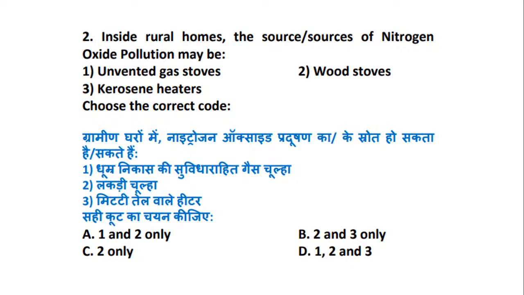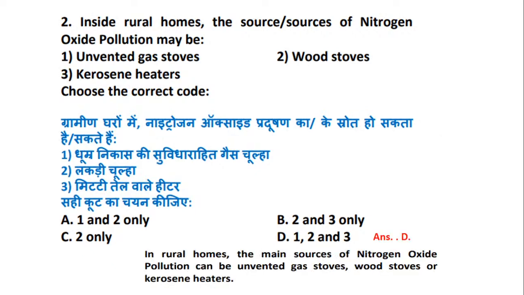Great going. So when we talk about rural homes and the sources of nitrogen oxide pollution, yes, it is all the options, that is unvented gas stoves, wood stoves and kerosene heaters. So these are in rural homes. The main sources of nitrogen oxide are found in all the three options given below. Very good going, but still, we have 15 questions to go. Some questions can be difficult, but if you have revised, it will be easier.